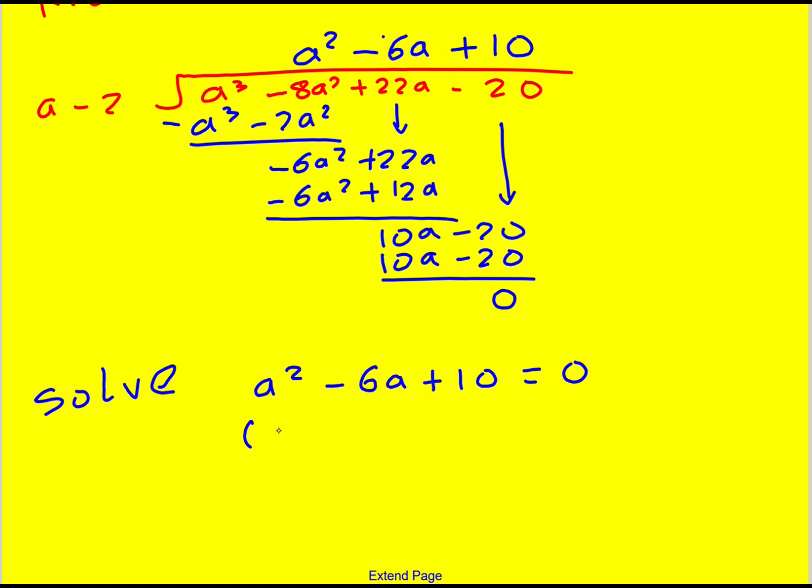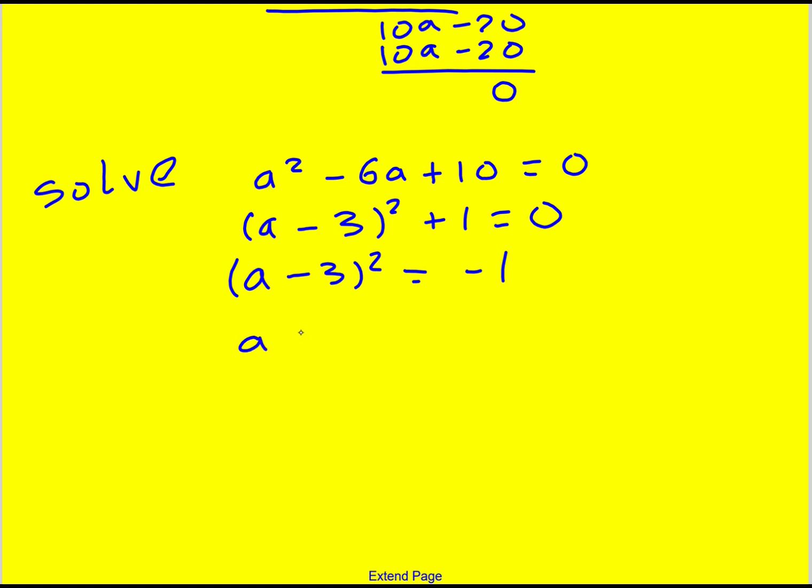Maybe use the quadratic formula. I'm going to complete the square. Doesn't take too long. So a minus 3 all squared minus 9 plus 10. So that'll give me plus 1 equals 0. A minus 3 squared is going to equal minus 1. Take the square root. A minus 3 is going to be plus or minus the square root of minus 1. We're going to get an i there. And finally, a is going to equal 3 minus i, or a is going to be 3 plus i.